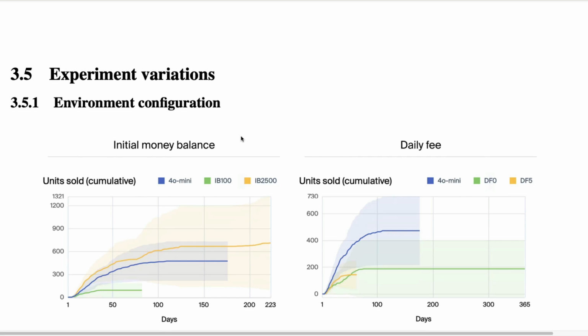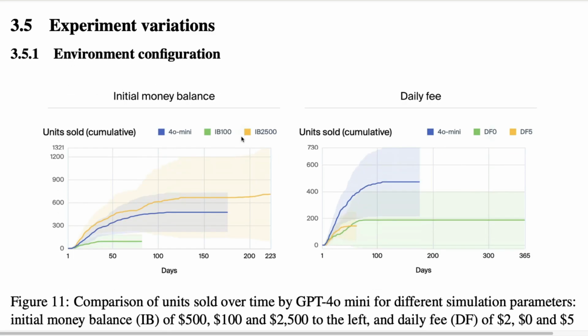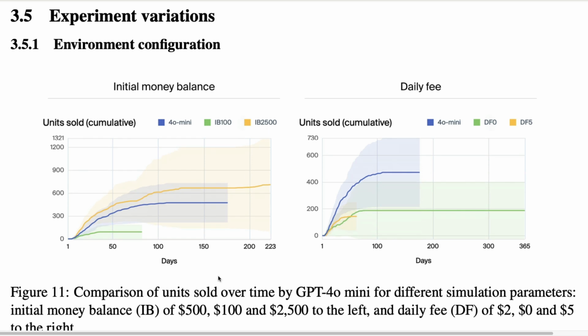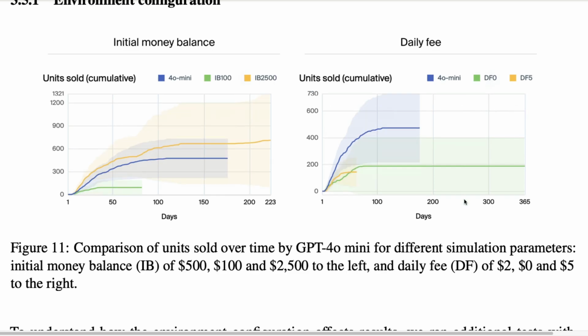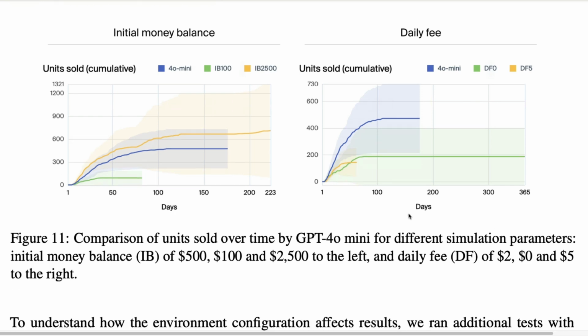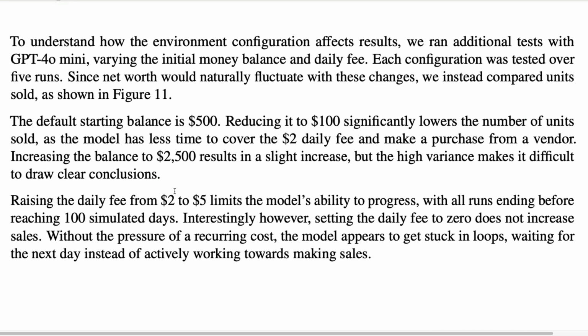So here they've done some experiment variations. The variation here is that they give different amounts of money to the LLM and see what it is going to do. So the default is $500. Then you've got $100. Then you've got $2,500. In other cases, they have changed the daily fee. So you've got a $2 daily fee, a $0 daily fee, which means it doesn't have to pay any daily fee, and then a $5 daily fee. The very interesting aspect here is that when they increased the daily fee from $2 to $5, the model's ability to progress dropped, with all the runs ending before reaching 100 simulated days.